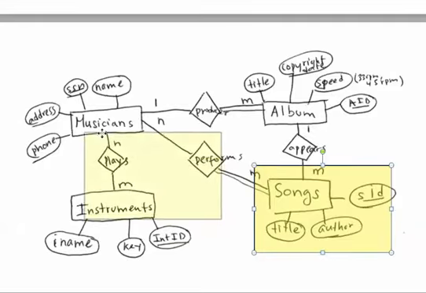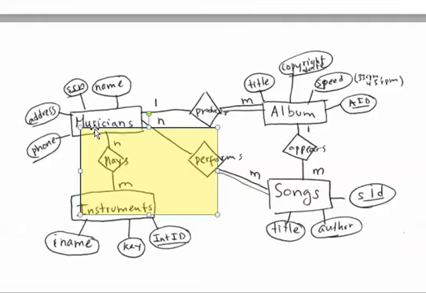Here is the one that I have identified as a many-to-many, and in this case I put a many-to-many because that will allow me to have multiple musicians playing multiple instruments too.